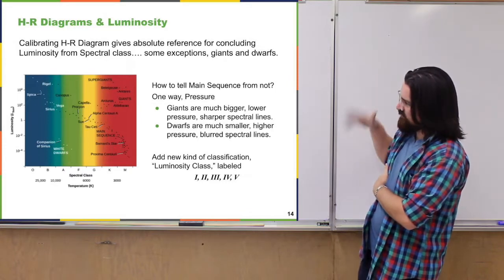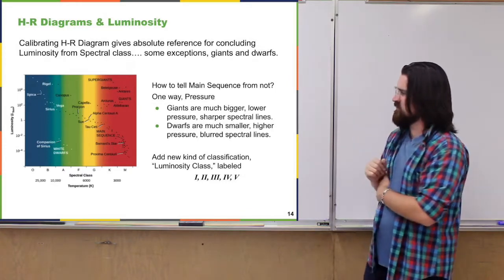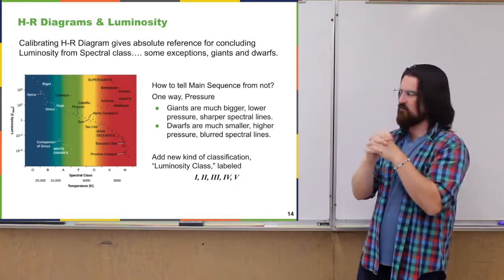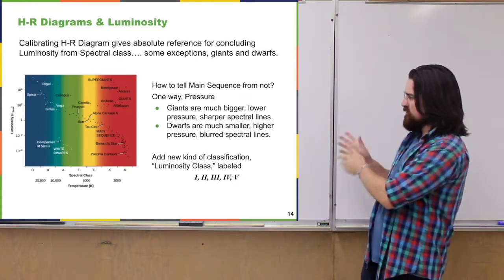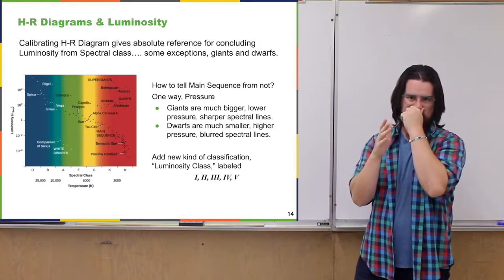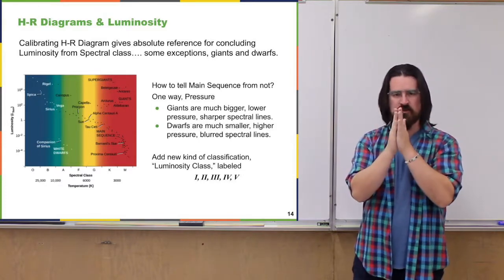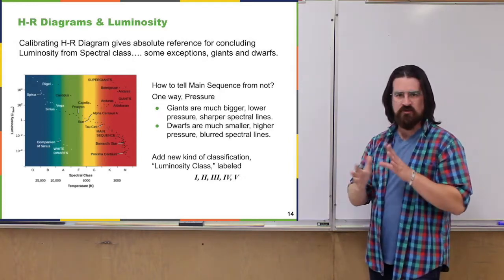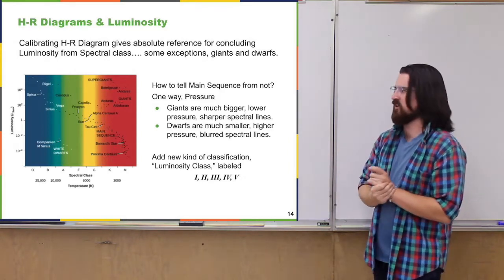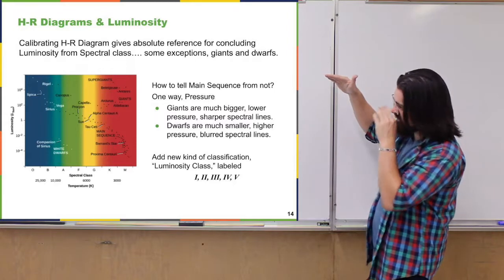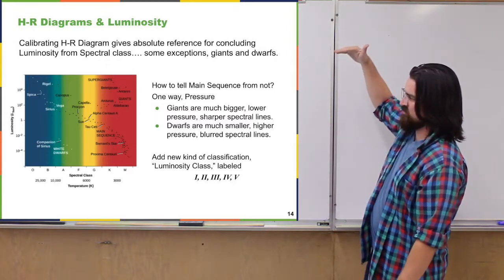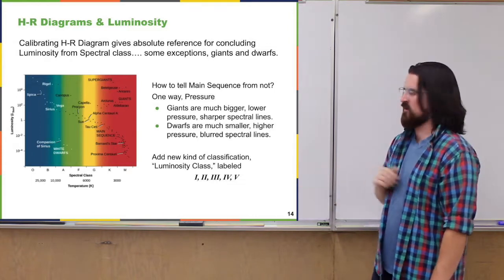On the other end of the spectrum are the dwarfs. They're really, really small, very, very dense, high pressure, so their spectral lines end up being fairly blurred. And the main sequence is kind of in between there. So basically, by looking at the sharpness or blurriness of the spectral lines, we can place whether the star that we're looking at is a main sequence star, whether it's up here as one of the giants, or whether it's down there with the white dwarfs.